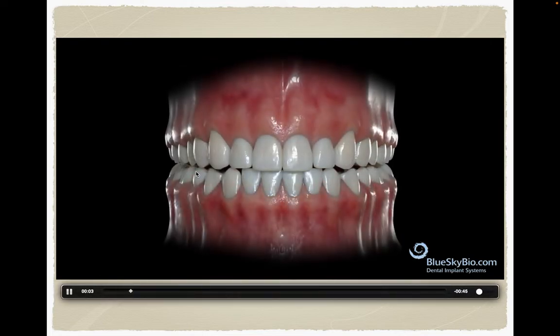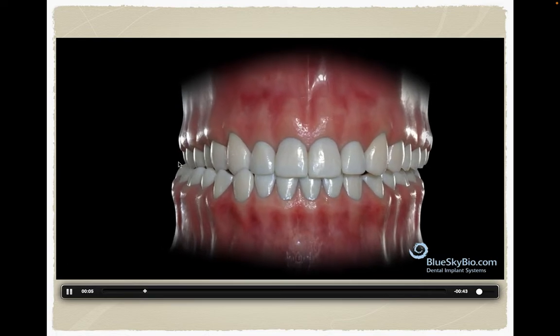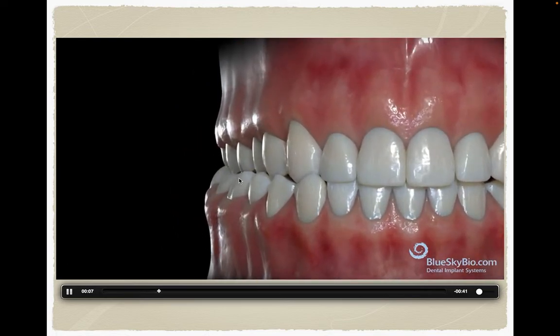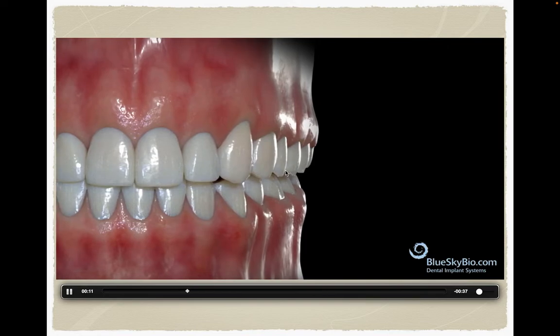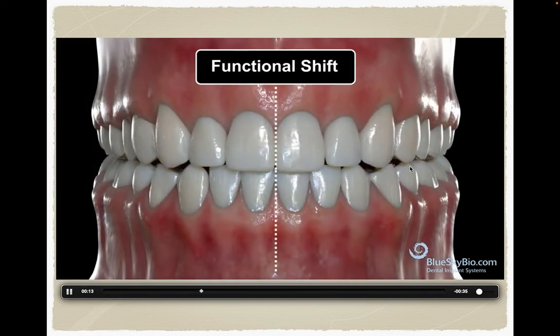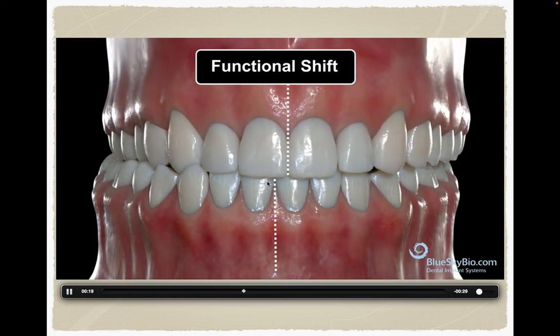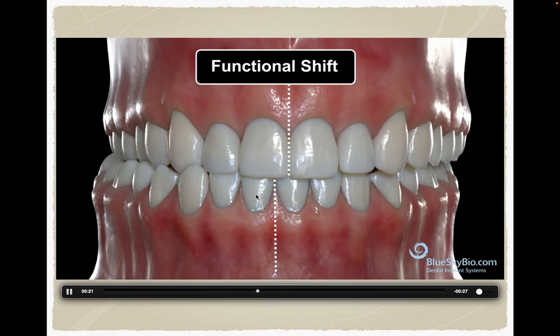If you can see here, the patient bites cusp to cusp and then he's trying to achieve maximum intercuspation, and he shifts the mandible to one side to achieve a cusp-fossa relationship between the teeth. As you can see, before the displacement, the midlines are coincident. Then when he's doing the displacement, the midlines are not coincident anymore. So it's causing a midline shift.